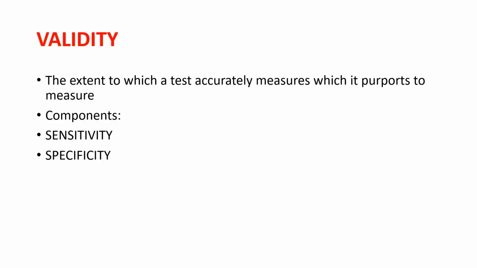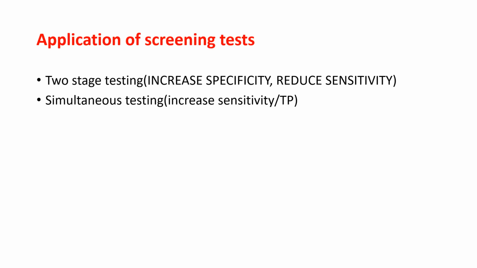So validity is the extent to which a test accurately measures what it purports to measure. It has basically two components, specificity and sensitivity. These screening tests can be conducted in two ways. It can be a two-stage testing or a simultaneous testing. Two-stage testing actually increases the specificity and reduces the sensitivity. And simultaneous testing increases the sensitivity, but the false positives are also increased.